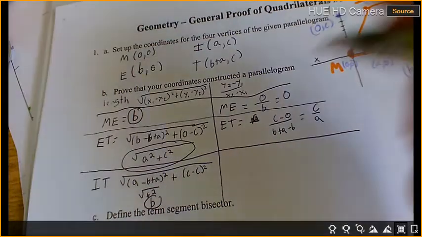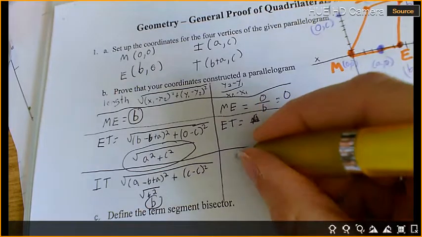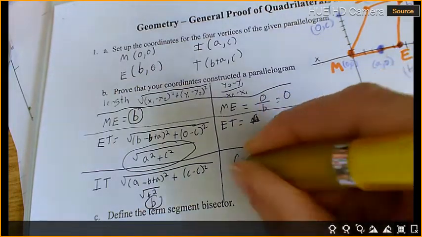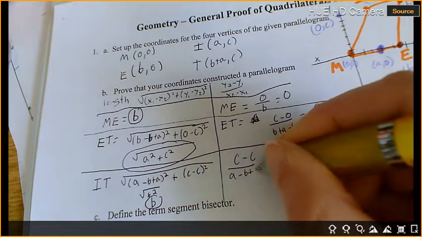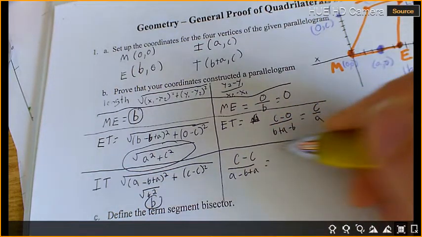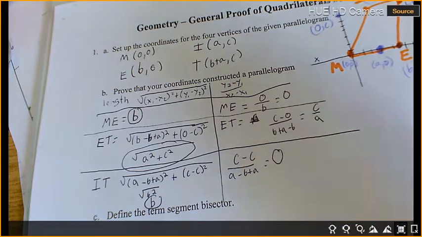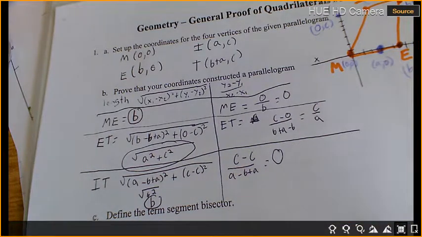Now we're going to do the slope. C minus c over a minus (b plus a). C minus c is what? 0. So if there's a 0 on top, I know the whole thing is 0, and I can just stop, right? Yeah. Okay.